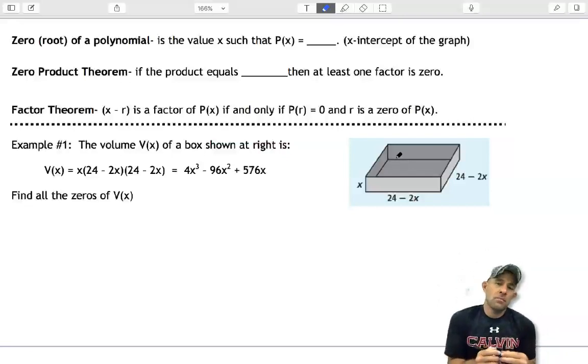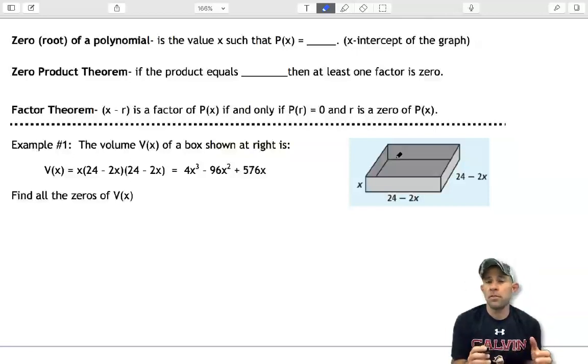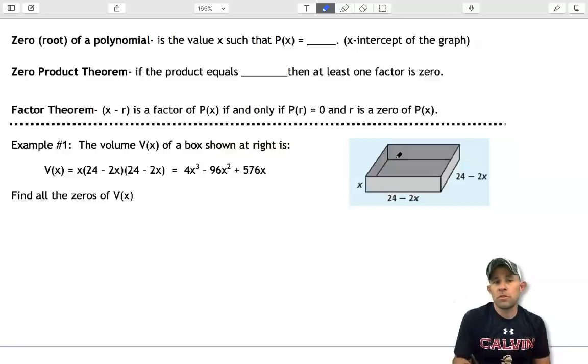Hey guys, today we're talking about the factor theorem. So recall from yesterday, we learned to factor a polynomial based off of some different patterns. And factors are simply the individual terms that multiply together to give you the polynomial. So today we're going to take a look at the factor theorem and learn what it says about the zeros or the roots of our polynomial.